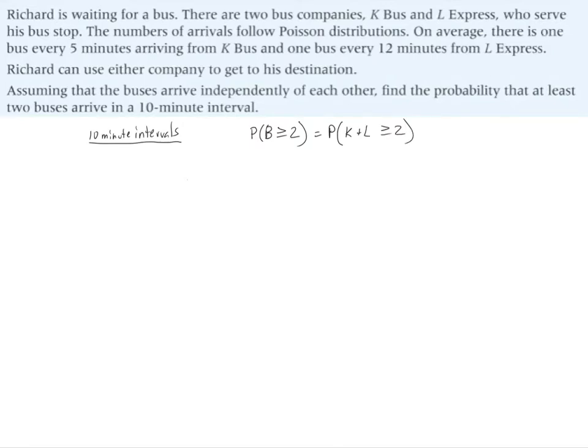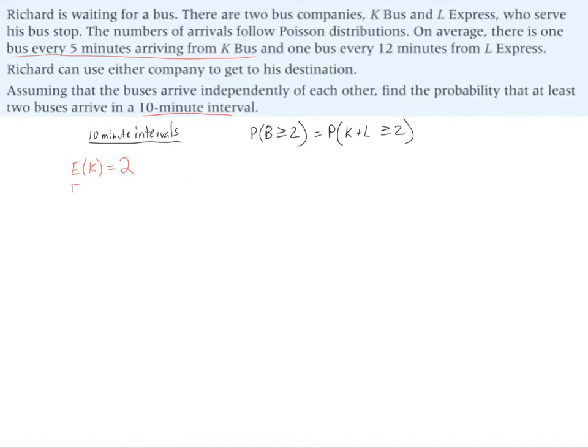which is greater than or equal to 2. All right, so let's look through. How many K buses do I expect? What is the expected number of K buses that should come by in 10 minutes? Well, it says on average there is one bus every 5 minutes from the K bus. So in 10 minutes, what is the expected value? Well, the expected value of K in that 10-minute period is 2 buses, right? That's what we expect.